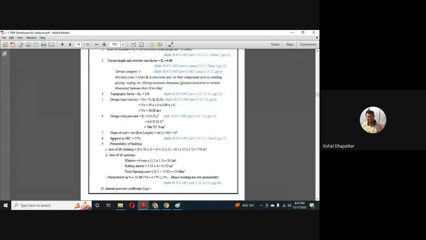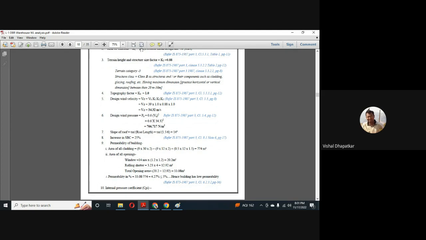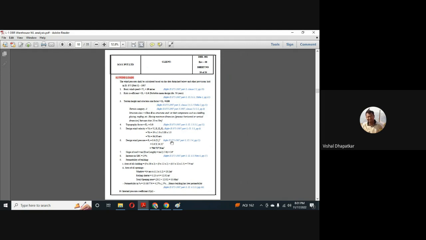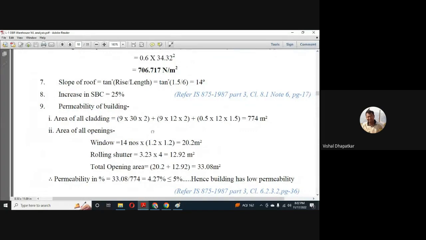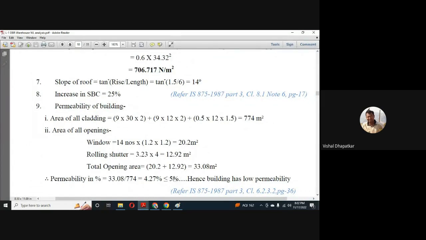So as per code, whenever we are considering wind or seismic load, we have to increase the SBC by 20% for the foundation design. Okay. So all these are now the permeability of the building. Permeability means how much opening it has. So that defines the permeability of the structure. So we have to calculate the percentage of opening. So this percentage of opening will be used to get the internal pressure coefficient in the structure. So we'll see that later on.